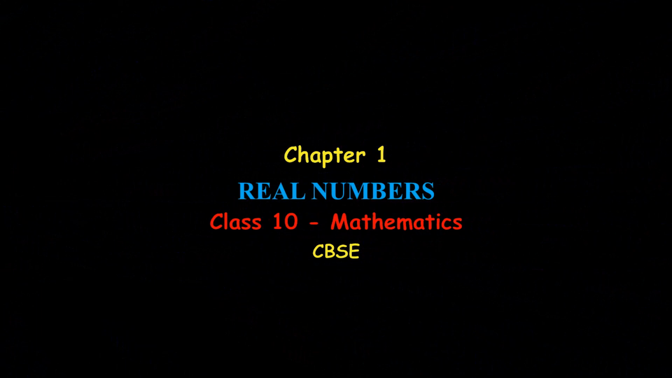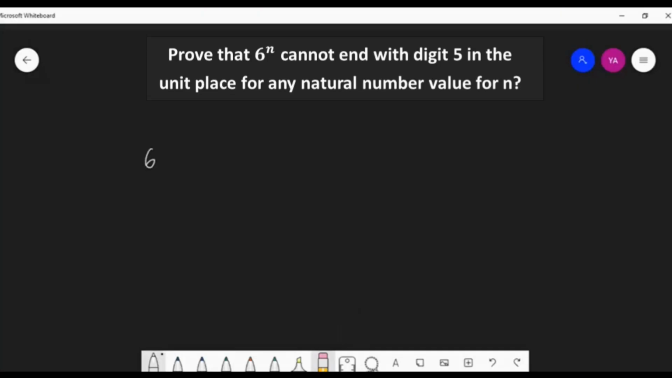Chapter 1, Real Numbers. Prove that 6 raised to n cannot end with the digit 5 in the unit place for any natural number n. Okay, this similar question is proved in the textbook. One of the solved examples is almost similar, I think with 4 raised to n. So here you can give a similar proof.